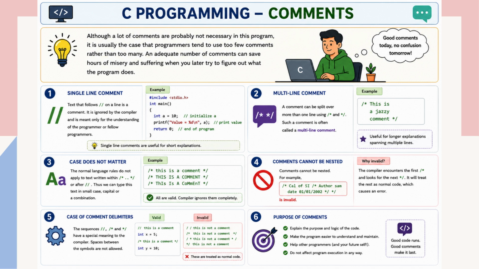Inside comments, we can write different types of text. All are valid because the compiler ignores comments completely. Nested comments are not allowed in C, as shown in the example. The compiler ends the comment at the first */, causing an error. Comments help us explain program logic, document information, improve teamwork, and make debugging, maintenance, and future understanding easier. They do not affect program output.